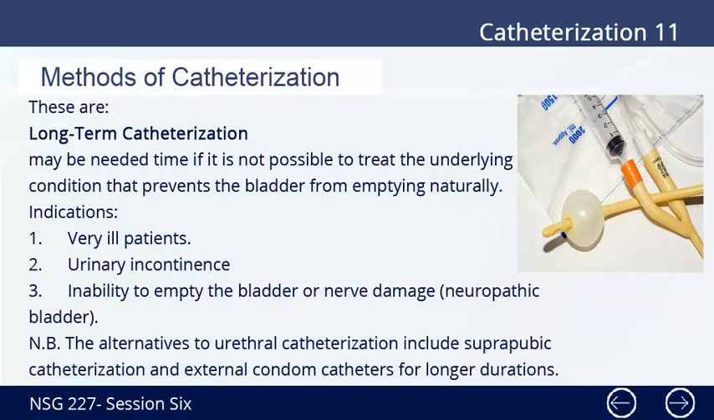Long-term catheterization. Long-term catheterization may be needed if it is not possible to treat the underlying condition that prevents the bladder from emptying naturally. Indications are: 1. Very ill patients. 2. Urinary incontinence. 3. Inability to empty the bladder or nerve damage, neuropathic bladder. Note: the alternatives to urethral catheterization include suprapubic catheterization and external condom catheters for longer durations.